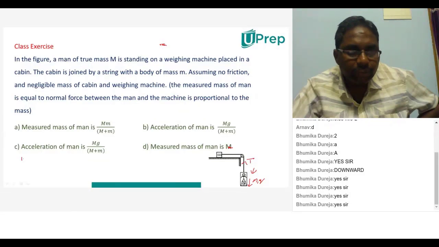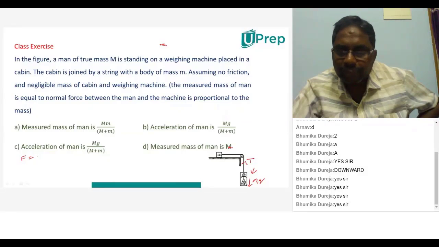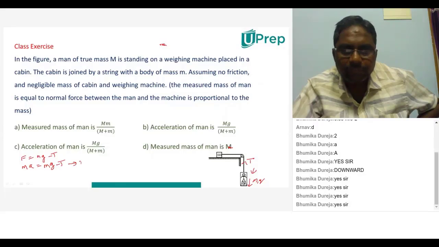Capital M minus T equals capital MG. Okay, I'll write here first. F is equal to mg minus T. So this F is equal to capital M into A, which is equal to mg minus T. So this is equation number 1.